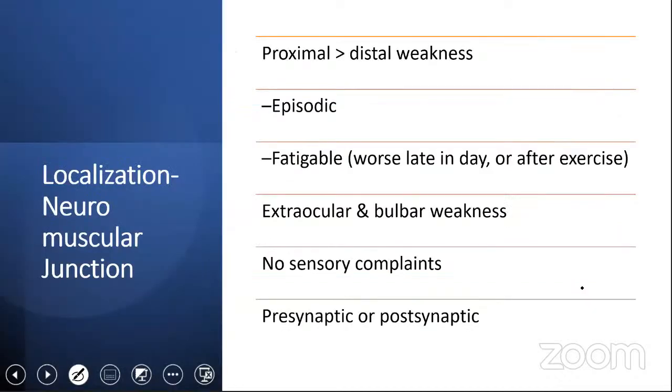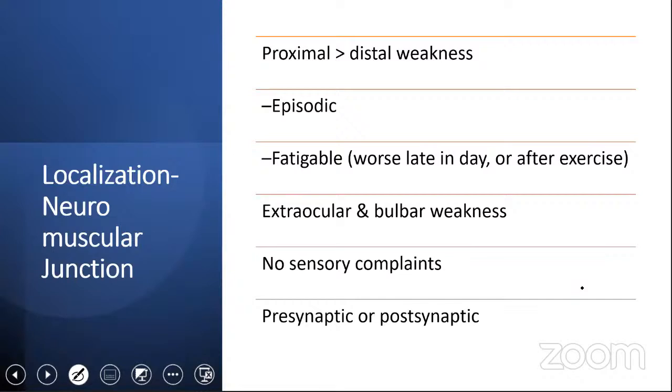So the next localization is the neuromuscular junction. Now we have finished the localization of the nerves. Proximal muscle weakness more than distal weakness is the myopathy picture. Neuromuscular junction problems are always episodic. There will be fatigable weakness, worse late in the day or after exercise. A chap who develops diplopia in the evening becomes miserable by evening. There is extraocular and bulbar weakness. There are no sensory symptoms.